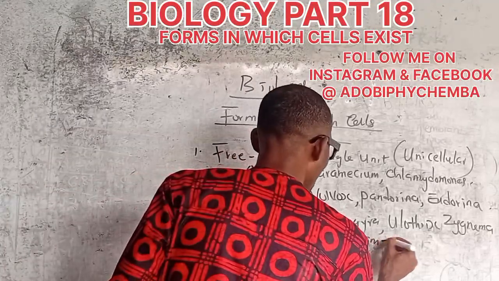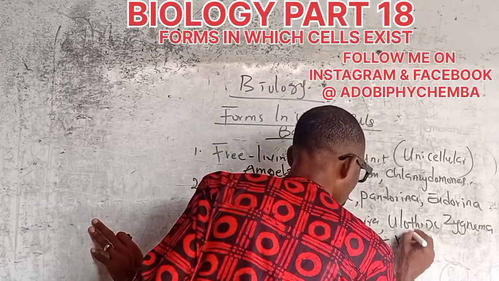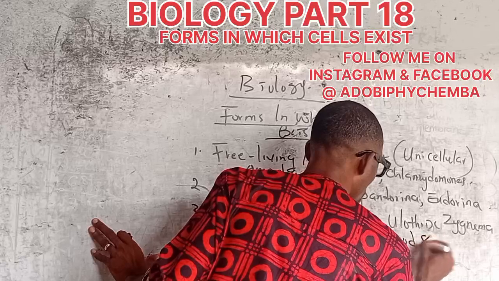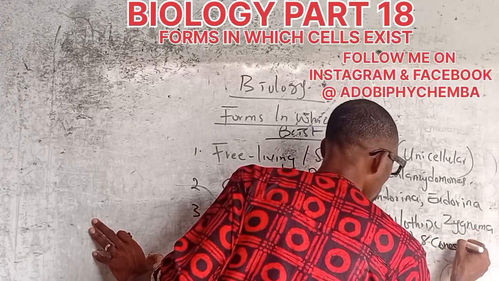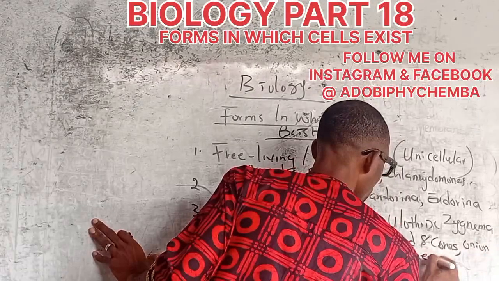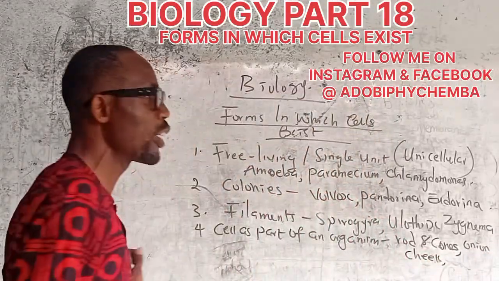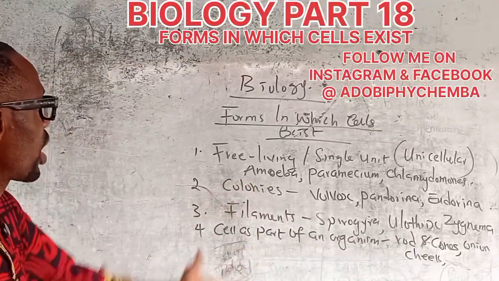Examples of cells as part of an organism include the rod cells. I gave you rod and cone cells of the eye. Also, I gave you the onion cells. I also gave you the cheek cells. We also have the epidermal cells. With this, we've seen the forms in which cells exist.